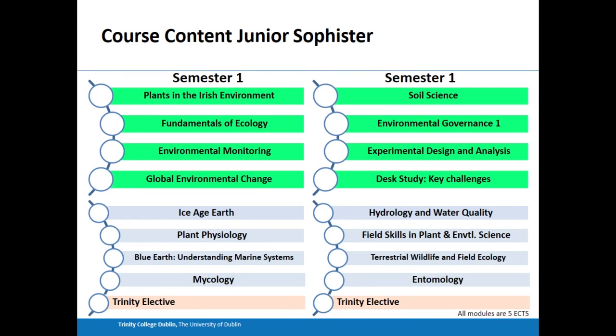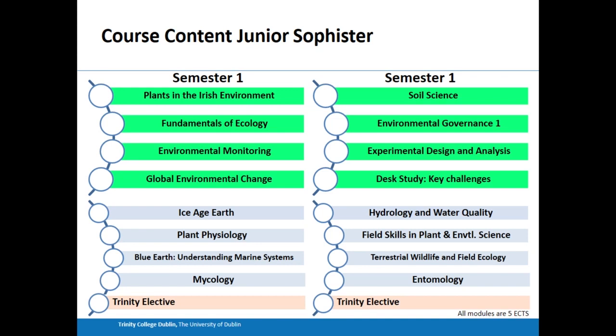Now, just to take you over some of the course content, and you'll see this in the handbook you've been provided with. Here you can see the modules that are offered in the junior sophomore year, split between semester 1 and semester 2, and you can see based on the color codes here, the green ones are our core modules, the blue ones are the open modules, and then of course you have the opportunity to take a Trinity elective.